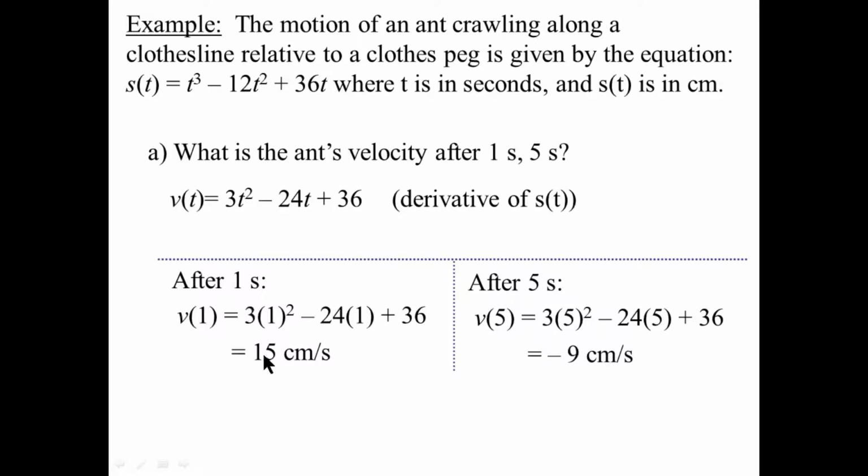In the first case, after 1 second, it's moving to the right, because its velocity is positive. And after 5 seconds, it must be moving to the left, because its velocity is negative. So there must be a point in between 1 second and 5 seconds when it came to a stop. In other words, its velocity must have been 0 at some point.